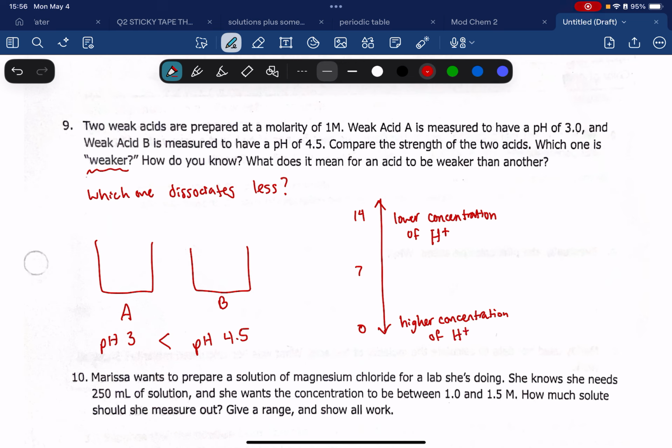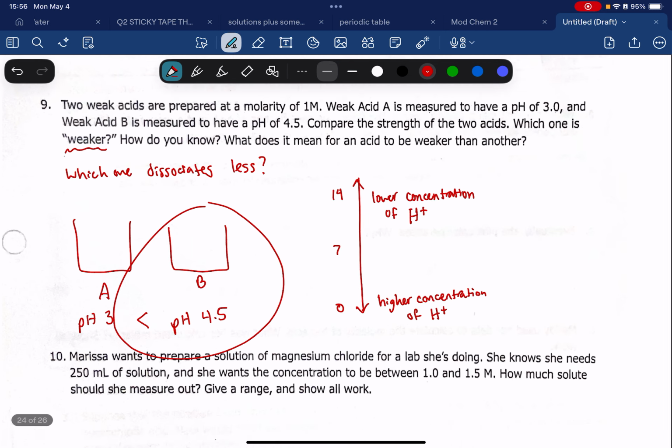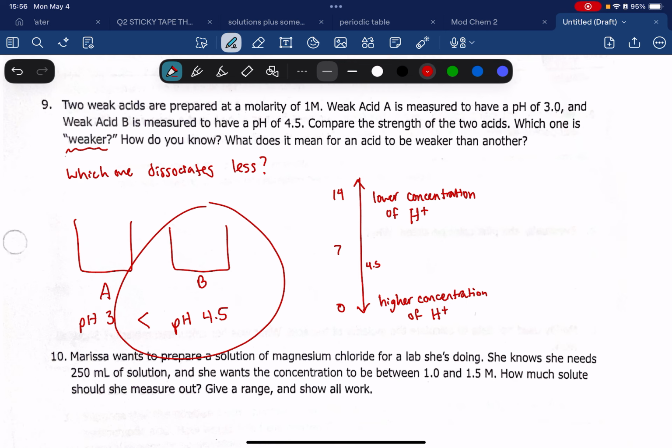of hydrogen ions. And we also know that since these are both acids, when they dissociate, they put H plus ions in solution. So the one that dissociates less should be the one that doesn't have as many hydrogen ions, right? The one with the lower concentration of hydrogen ions. So that's going to be B, right? B has the lower concentration of hydrogen ions, and we know that because it's higher on the pH scale, right? 4.5 is higher on the pH scale than 3.